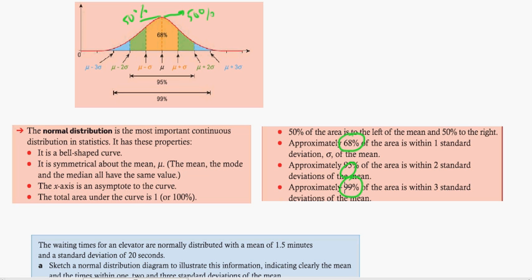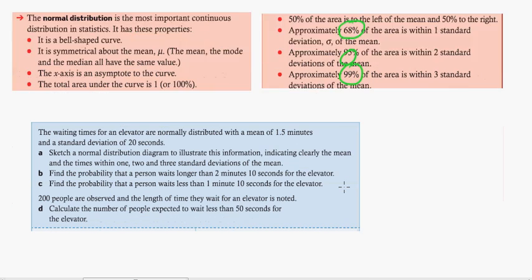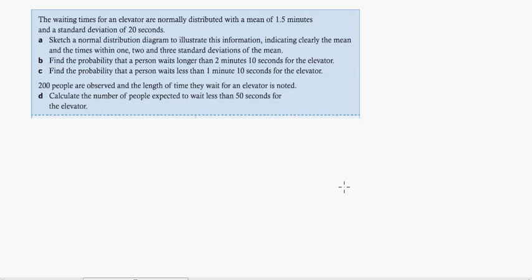Okay, no problem. I'm going to show you how to do this all on the calculator. It's pretty straightforward. It says the waiting times for an elevator are normally distributed. They have to give you the mean and the standard deviation on these problems. In standard level, there are problems where they don't, but they will here in studies. So the waiting times for an elevator are normally distributed with a mean of 1.5 minutes and a standard deviation of 20 seconds. Sketch a normal distribution diagram to illustrate this information, clearly marking the mean and the times within 1, 2, 3 standard deviations. Okay, fine. No problem. We can do that.